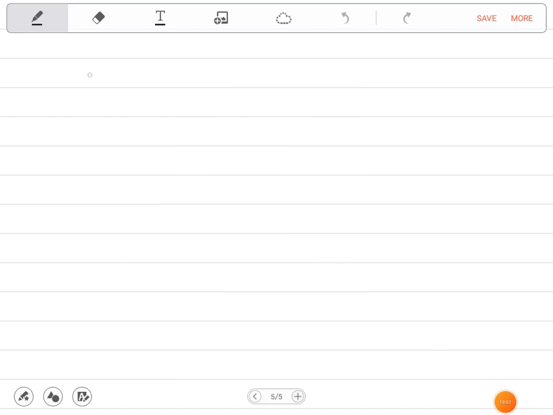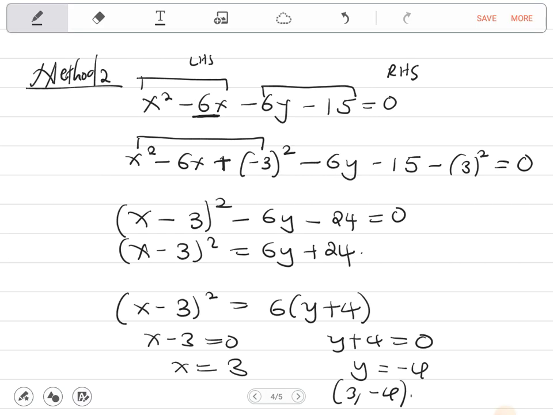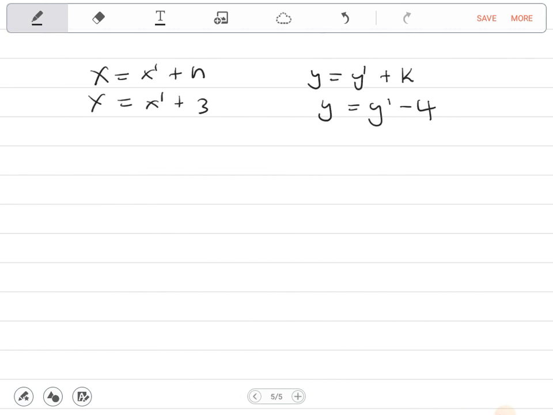Going back to our equations, x is equal to x prime plus what? h, and y is equal to y prime plus what? k. We can now substitute. Okay? So x becomes x prime plus 3, and y becomes y prime minus 4, because h and k are known. All right, so this is your h, and that is your k. All right, so now we know this.